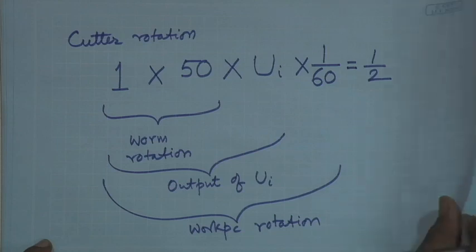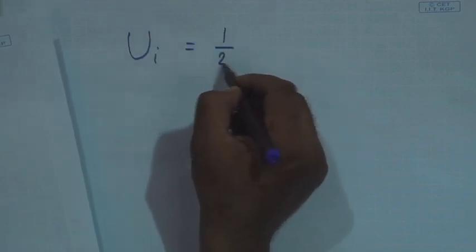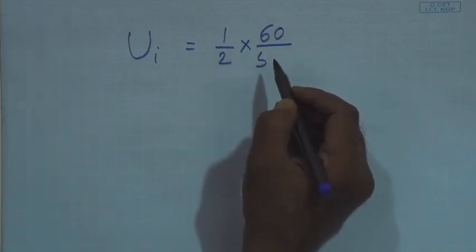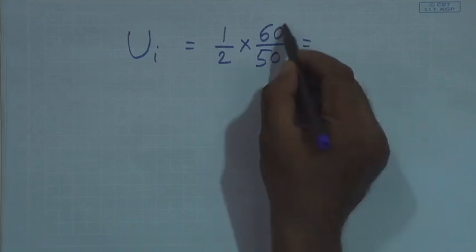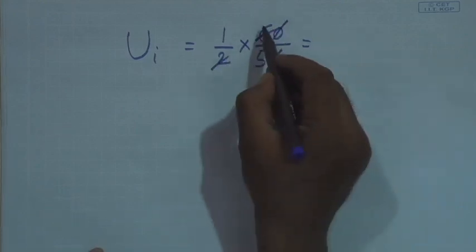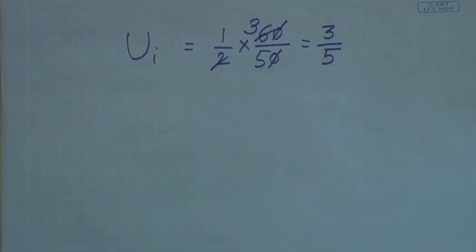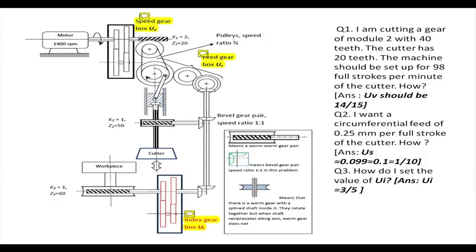Now, let us solve for UI. UI must be equal to half into 60 divided by 50, equal to 3 by 5. The value of UI comes out to be 3 by 5. So, we have solved for UV, we have solved for US, and we have solved for UI.